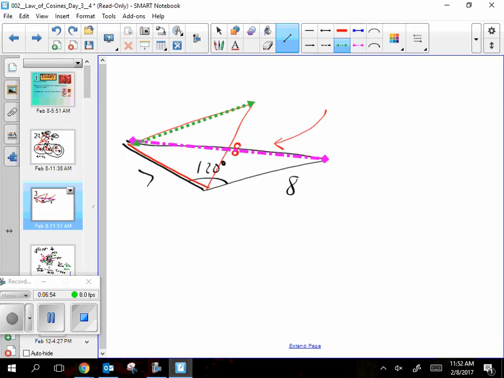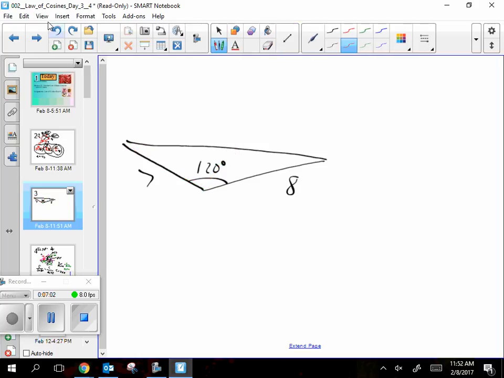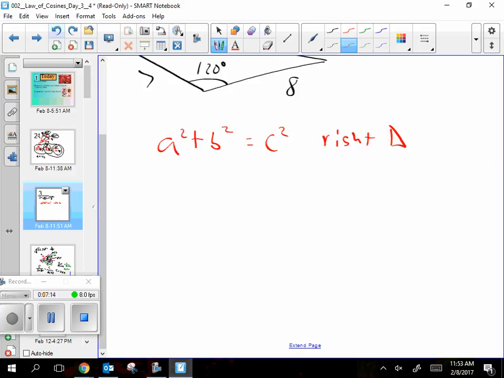All right, so we have to make an adjustment. We can't just do a squared plus b squared equals c squared. So it starts with that, though. Everybody write down: a squared plus b squared equals c squared is a right triangle formula. For a non-right triangle, you have to add in a little piece in here. There's extra stuff in there. And here's how it goes.